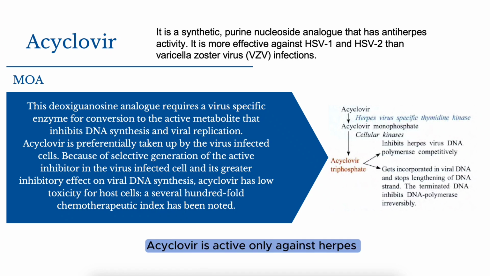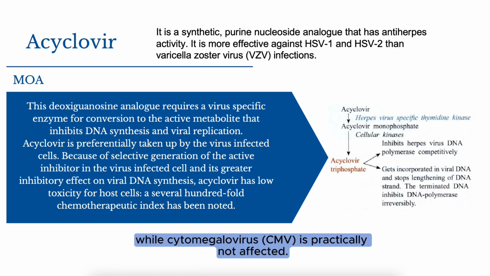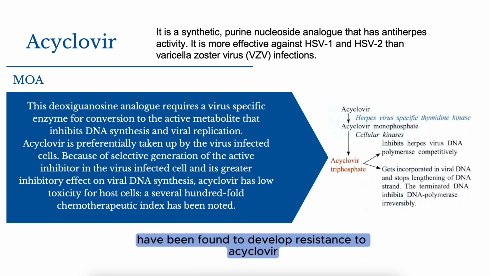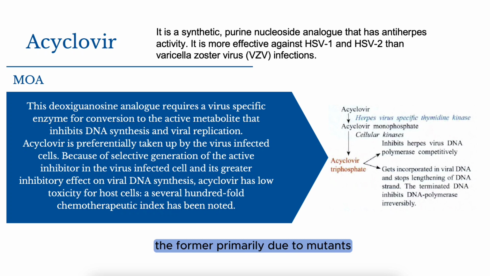Acyclovir is active only against herpes groups of viruses. Herpes simplex virus 1 is more sensitive, followed by herpes simplex virus 2, while cytomegalovirus is practically not affected. Herpes simplex virus and Varicella zoster virus have been found to develop resistance to acyclovir during therapy. The former primarily due to mutants deficient in thymidine kinase activity, and the latter primarily by change in specificity of virus-directed enzyme so that its affinity for acyclovir is decreased.